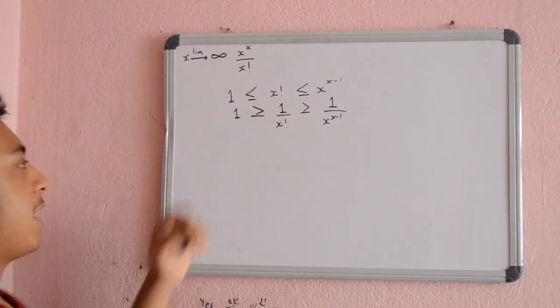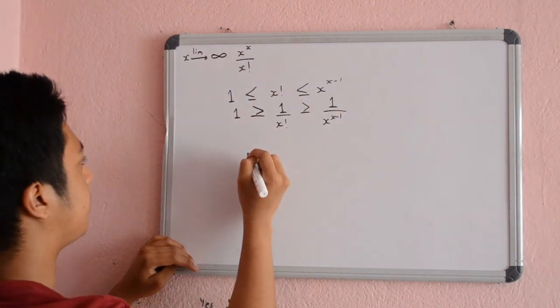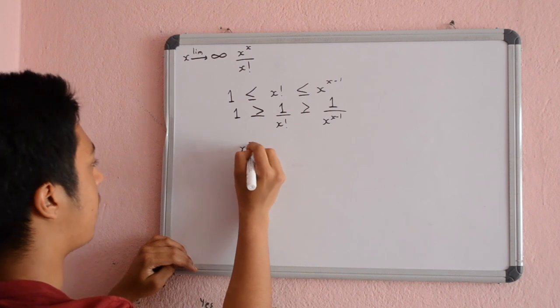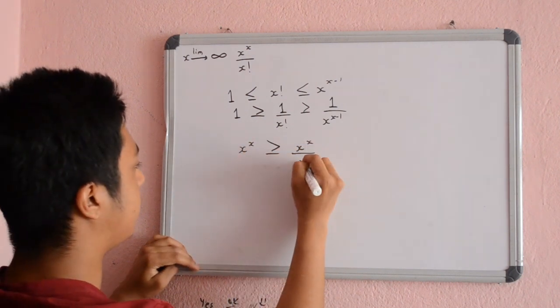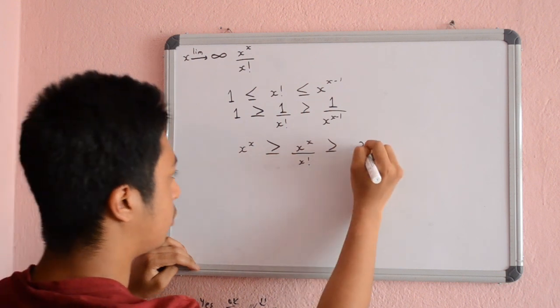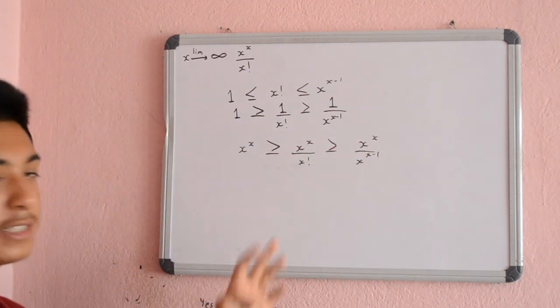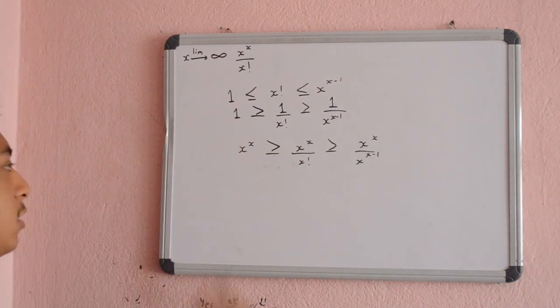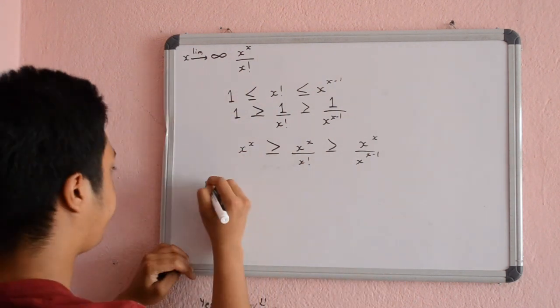Now we want x to the power x, so multiply both sides by x to the power x. So you get x to the power x greater than or equal to x to the power x by x factorial greater than or equal to x to the power x by x to the power x minus 1. And now in the next step we need to take the limit. So let's take each of these limits as x tends to infinity.